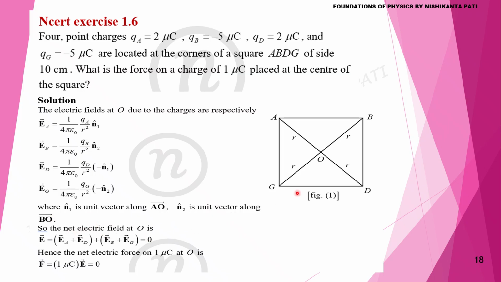The net electric field at O is the sum of these four. If we put in the values, we observe that EA vector and ED vector cancel each other, and EB vector and EG vector cancel each other. So the resultant electric field at O is 0. Since the electric field is 0, the force on any charge kept here is 0.